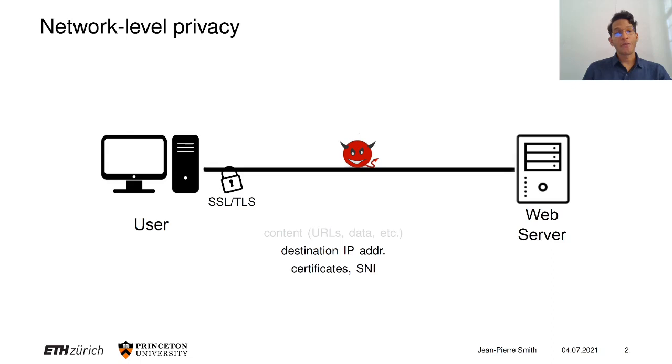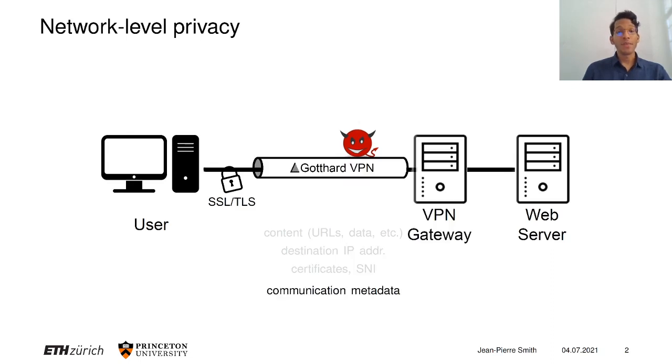Privacy-conscious users therefore turn towards privacy-enhancing technologies such as VPNs and anonymity networks. However, these privacy-enhancing technologies still leak communication metadata, that is, packet sizes, timestamps, and directions, and these form the basis of network-based website fingerprinting attacks, which the adversary can still use to identify which web page is being visited.